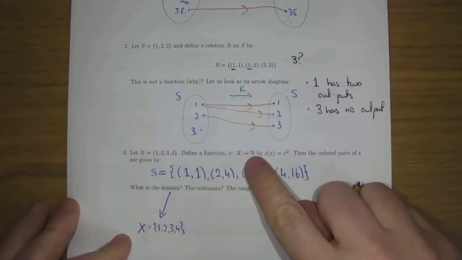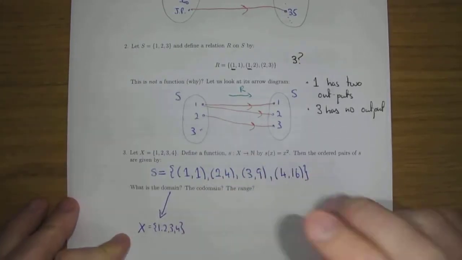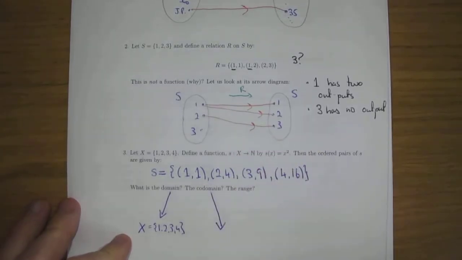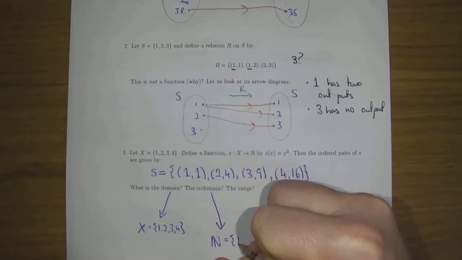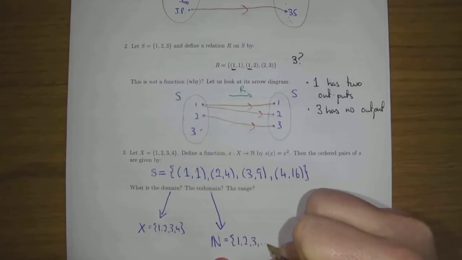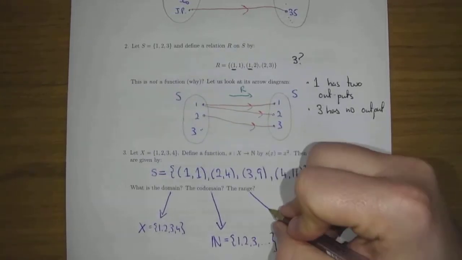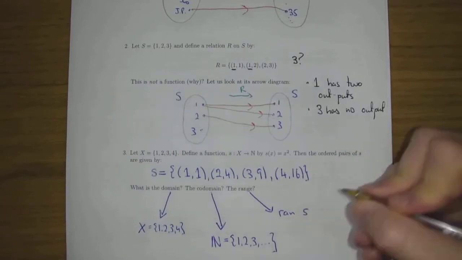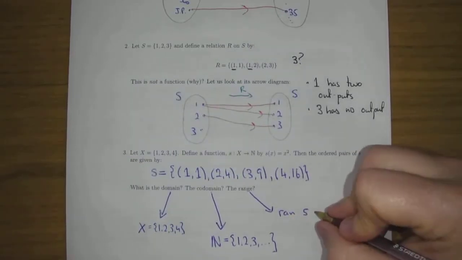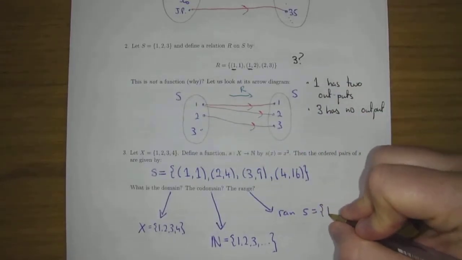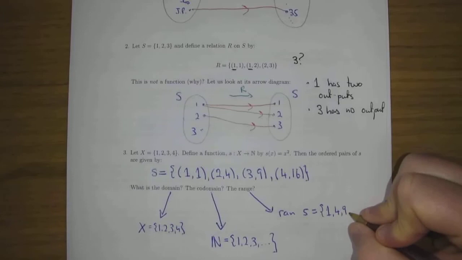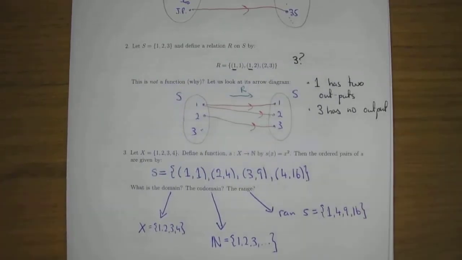The codomain is the place where the outputs live, and you can think of it as the ambient or universal set of the outputs. So the outputs here naturally live in N, which consists of 1, 2, 3, going on forever and ever. And the range, which you write as range of S, is equal to just the outputs 1, 4, 9, 16. And it's absolutely fine that not everything is hit. Okay, very good.